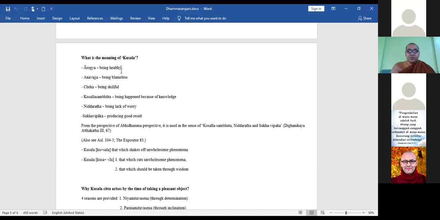So in other commentaries, they don't give a specific area or applicability of these definitions of the kusala. But the Digha Nikaya commentary, page number 67, tries to specify.